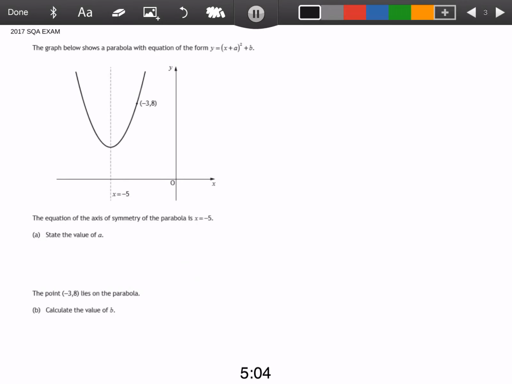Right, next one, quite similar to the last one. Same type of graph, same type of equation. We're looking for these equations here. The axis of symmetry is x equals negative 5. What's the value of a?